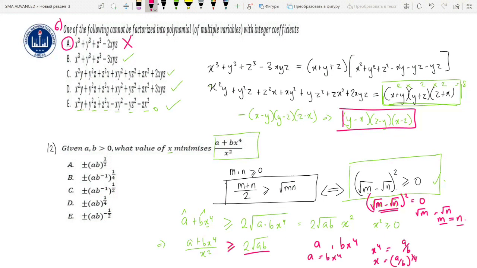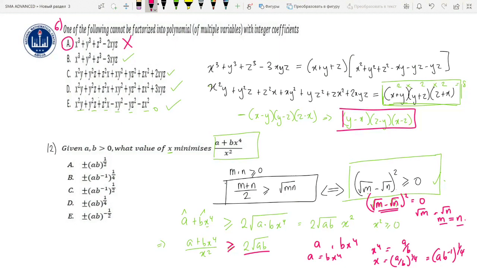But we don't really have this in the options. It's written in terms of indices. So 1 over b can be written as b raised to minus 1. So this equals a b to the minus 1, raised to 1 over 4. So this is the answer. Equality holds at the minimum value, and that value of x is the fourth root of a over b, that is the fourth root of a times b inverse. So that is option B.